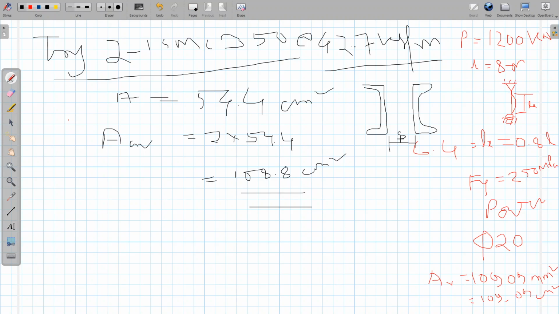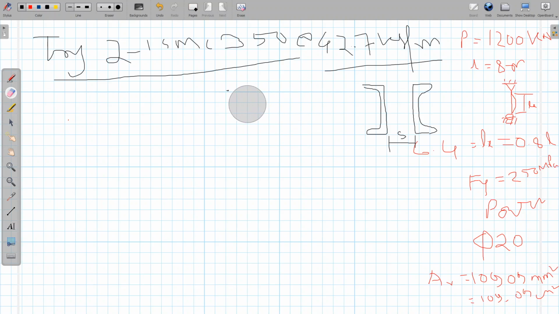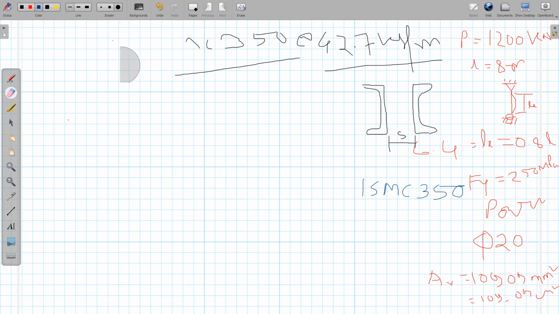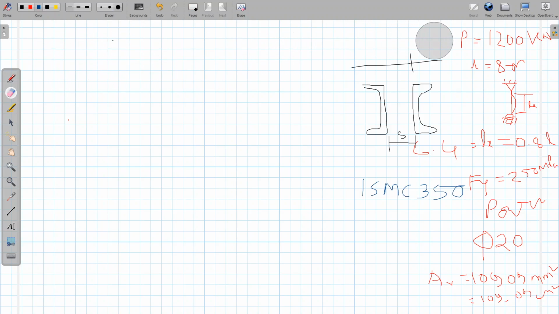Now why are we placing these two channels in such a way that the moment of inertia about the y-axis is the same as the moment of inertia about the x-axis? Because we will get an efficient section. That's why we are trying to keep it like that. The moment of inertia about the y-axis should equal that about the x-axis, which means the radius of gyration about the y-axis will equal that about the x-axis.